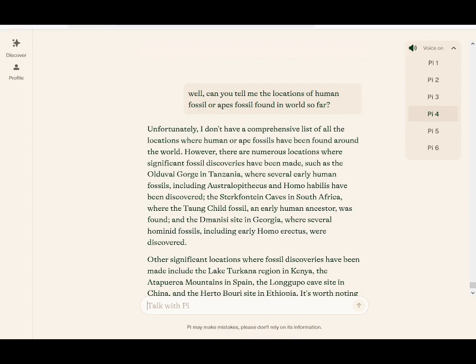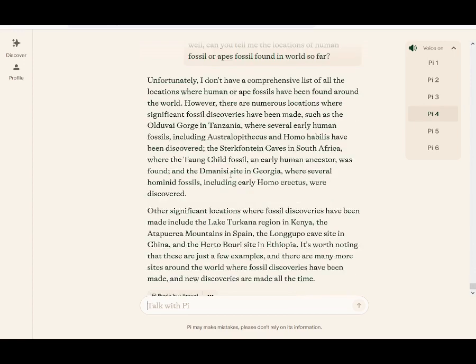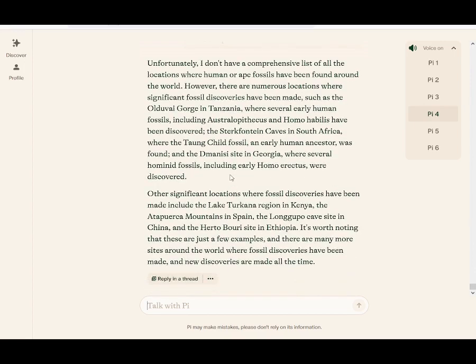Other significant locations where fossil discoveries have been made include the Lake Turkana region in Kenya, the Atapuerca Mountains in Spain, the Longupo cave site in China, and the Hertoburi site in Ethiopia. It's worth noting that these are just a few examples, and there are many more sites around the world where fossil discoveries have been made, and new discoveries are made all the time.